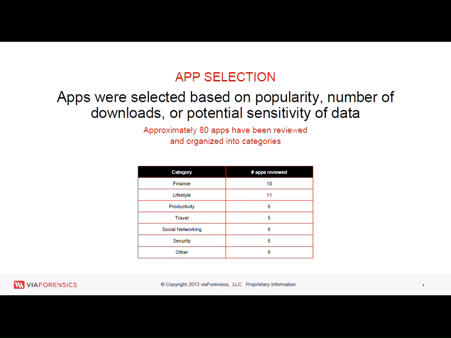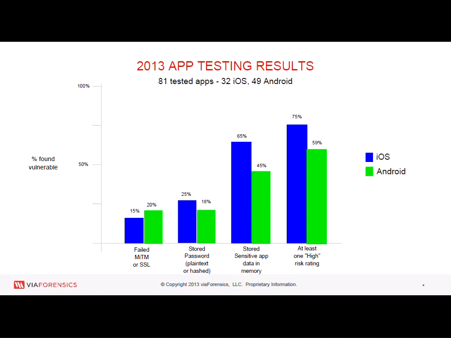So recently, we looked at about 80 apps, finance, lifestyle. They're basically the most popular apps that you can find on the App Store for both iOS and Android. And here were the findings that we had. 15% of iOS, 20% of Android apps fail man-in-the-middle. Now, that is completely solvable and, frankly, completely inexcusable.